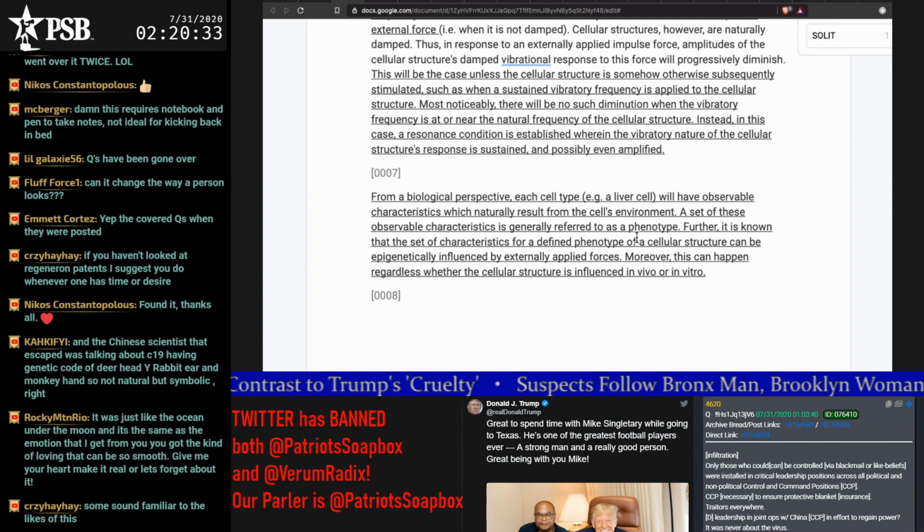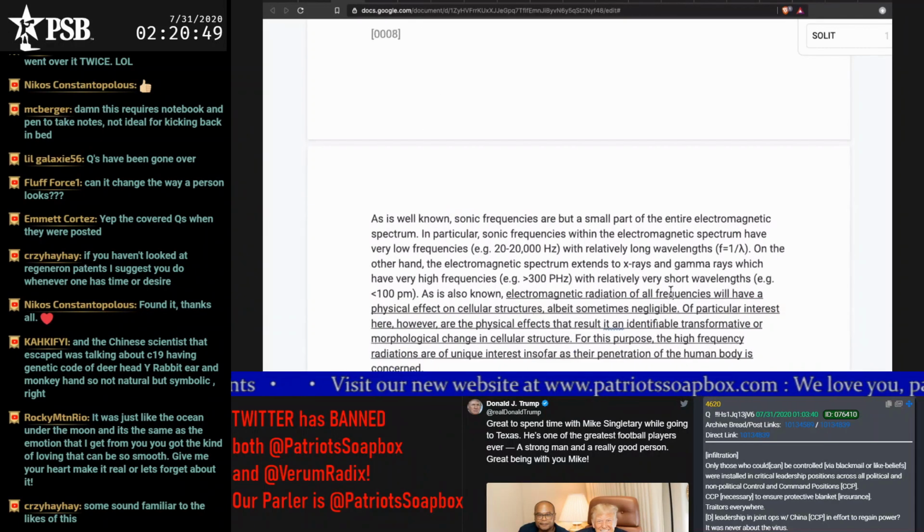Further, it's known that a set of characteristics for a defined phenotype of a cell can be epigenetically influenced by externally applied forces. Moreover, this can happen regardless whether the cellular structure is influenced in the body or outside the body.